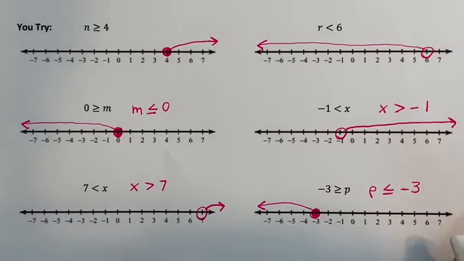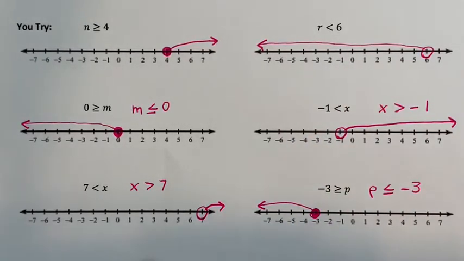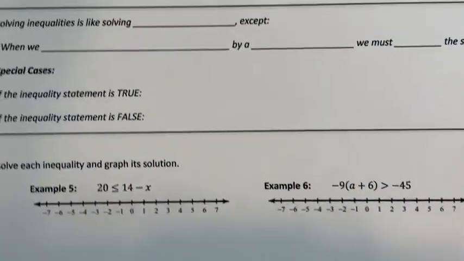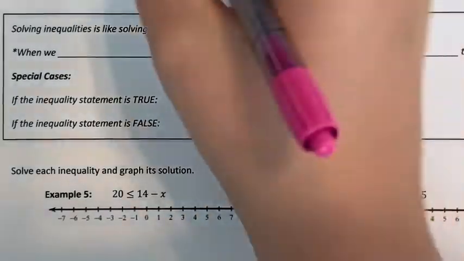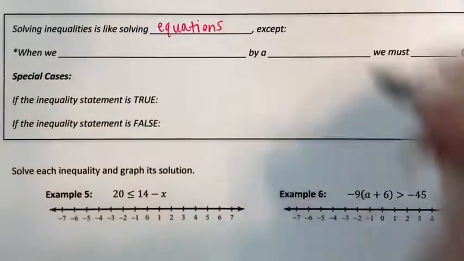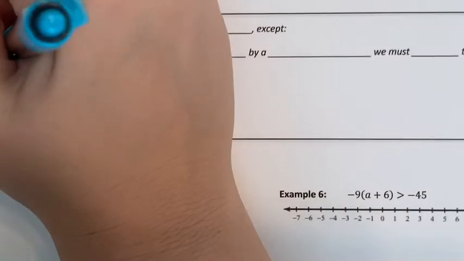Now that you have an idea what these inequality statements look like on a number line, now we have to learn how to solve them. So we'll first solve them and then we'll put them on the number line just like we were doing. So it says solving inequalities is like solving equations, except there's a rule, a very key rule. So I put a star here.